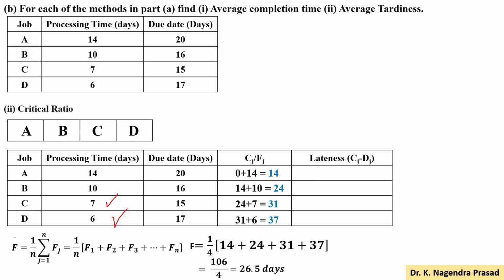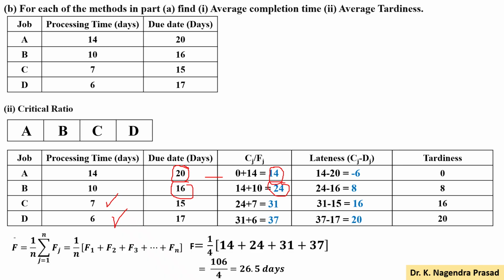Next we have to determine the lateness, that is Cj minus Dj. For job A, the Cj value is 14 and the Dj value is 20. Then 14 minus 20 is equal to minus 6. And next for job B, Cj is 24 and Dj is 16. So 24 minus 16 is equal to plus 8. And next for job C, 31 minus 15, that is 16. Next one is 37 minus 17, which is equal to 20.